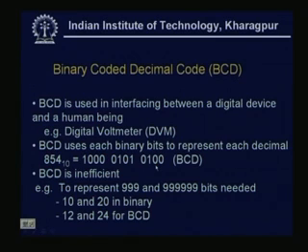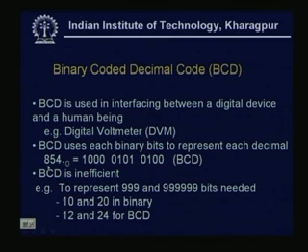Now, another is the binary coded decimal code. It is called BCD. That BCD is used for applications where it is interfacing between a digital device and a human being, say the digital voltmeter, and the BCD uses binary bits to represent each decimal.